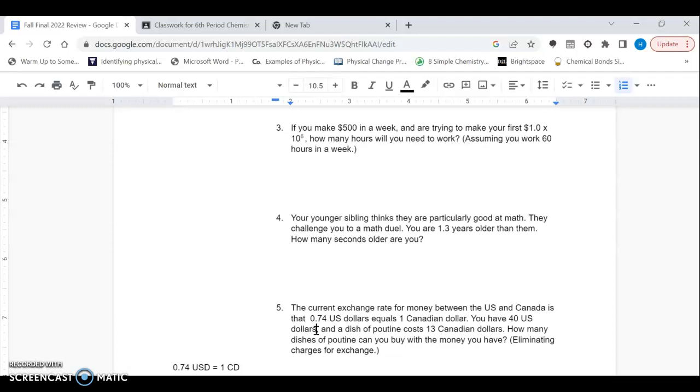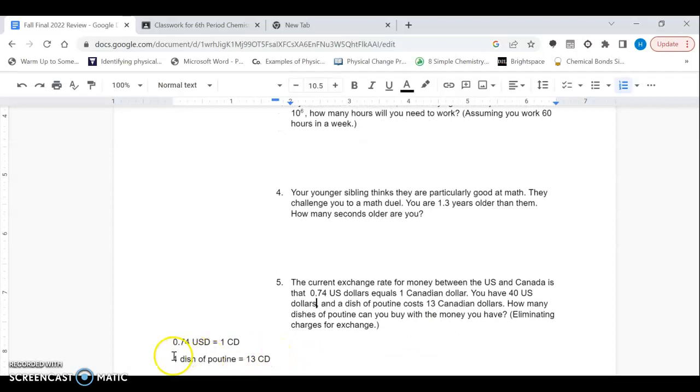Yeah, think about that and move on a little bit here. Move past the conjunction. A dish of poutine costs 13 Canadian dollars. Ooh, this is another kind of sneakier conversion factor. Is 1, right? So 1 dish equals $13, Canadian dollars in particular. So I'm going to write that one off to the side.